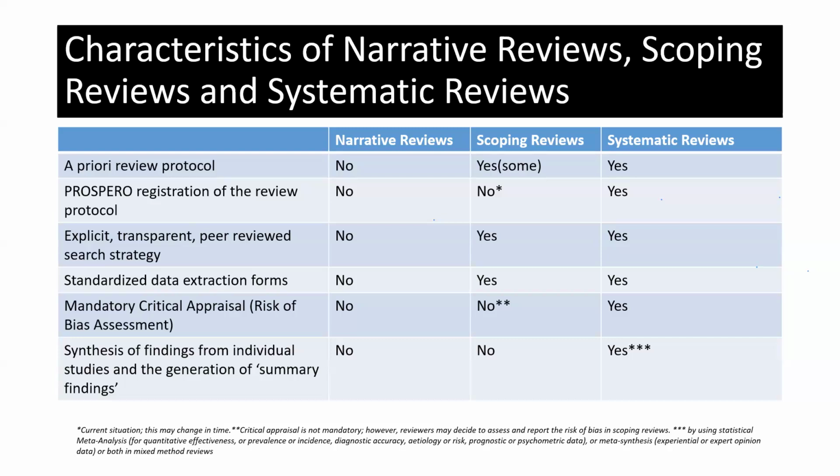Risk of bias assessment is only available for the systematic review, and the synthesis of findings from individual studies, or the summary of findings, the meta-analysis kind of thing, is for systematic review. So compared with narrative reviews, scoping review is a bit better quality of evidence, but still has a lot of problems when it comes to the biases, which are taken care of in systematic reviews. So why do we do all these three? Why don't we do the systematic review only? Why is not everybody doing the systematic review only?